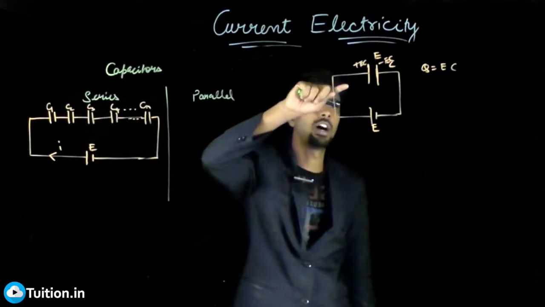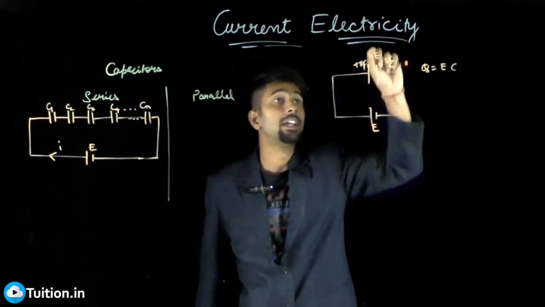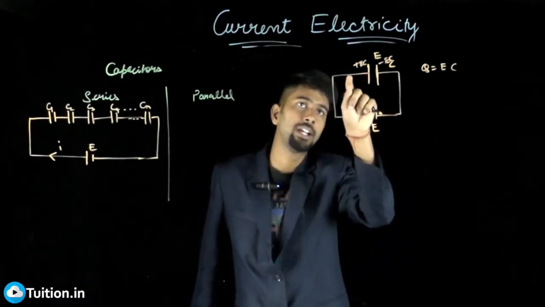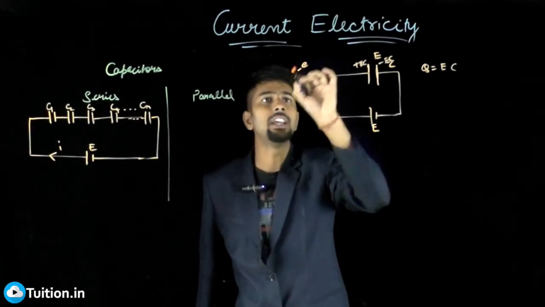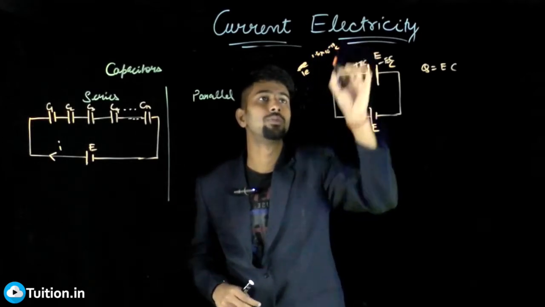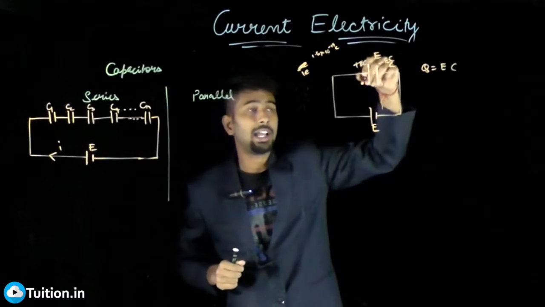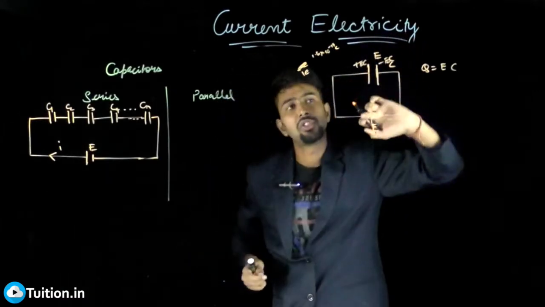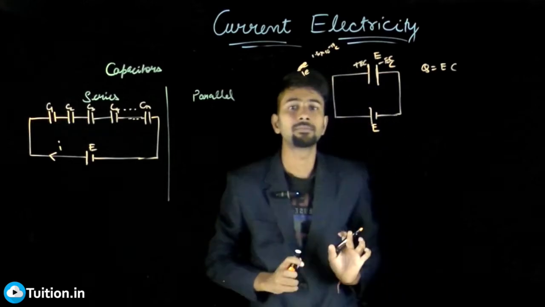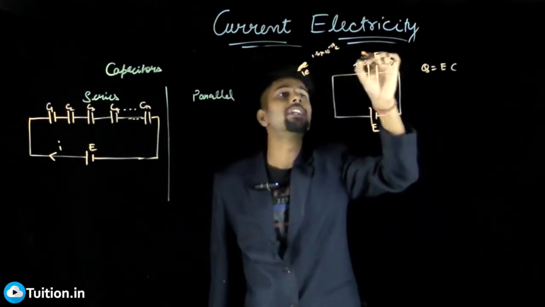So how does this charging happen? The positive terminal of the battery attracts an electron from this plate, because as you know, only electrons in reality move. One electron has 1.6 times 10 power minus 19 coulombs. If you remove electrons from here, the plate will become positively charged. And the battery is taking the electrons from this plate and putting them on that plate. Ultimately, it has taken as many electrons as are needed to create a charge plus EC.